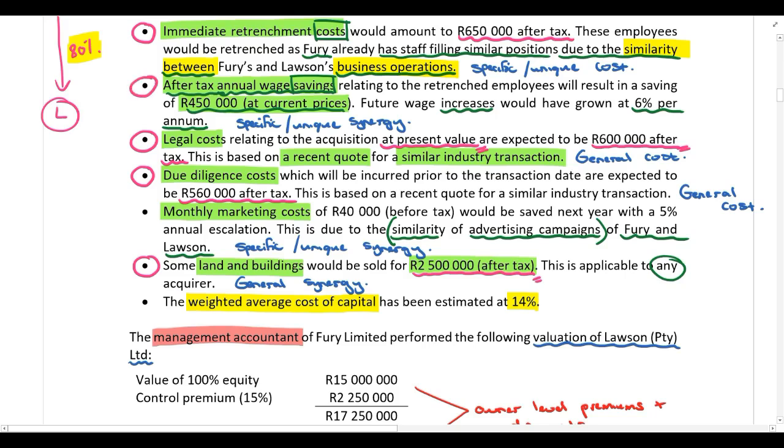Then next, we have after-tax annual wage savings of 450,000 Rand at current prices. Now, please be careful. You can't just say it's a saving of 450,000 Rand and that's your present value. That is not correct. This is an annual saving. So it's not a once-off saving. This is a recurring saving. So we need to perform a perpetuity calculation.